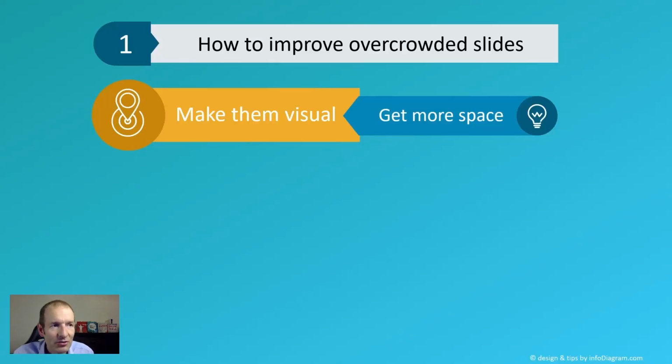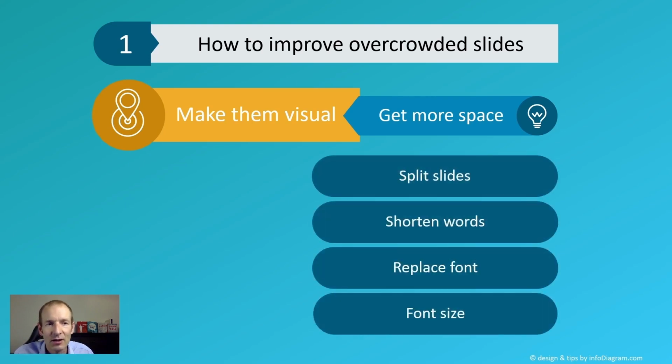Just to summarize these few ideas on how to create space: the best one would be to split the content across more slides, or to shorten the text by eliminating some words or using acronyms which everybody will understand. We can replace the font. We can also decrease the size of the font.